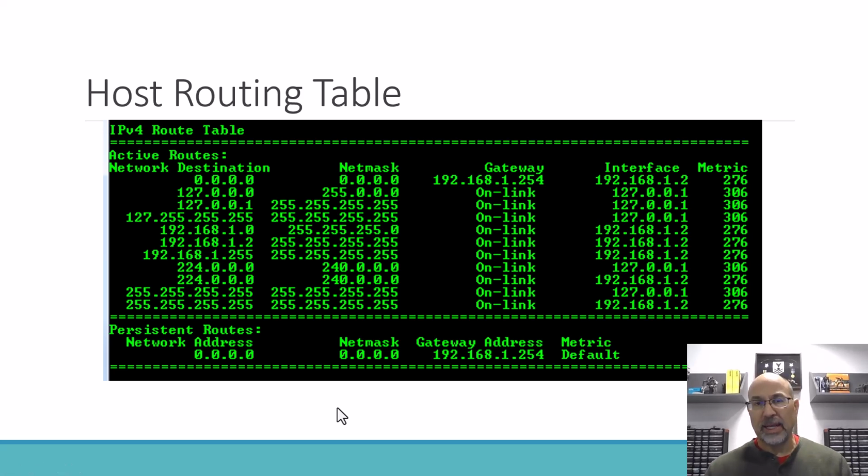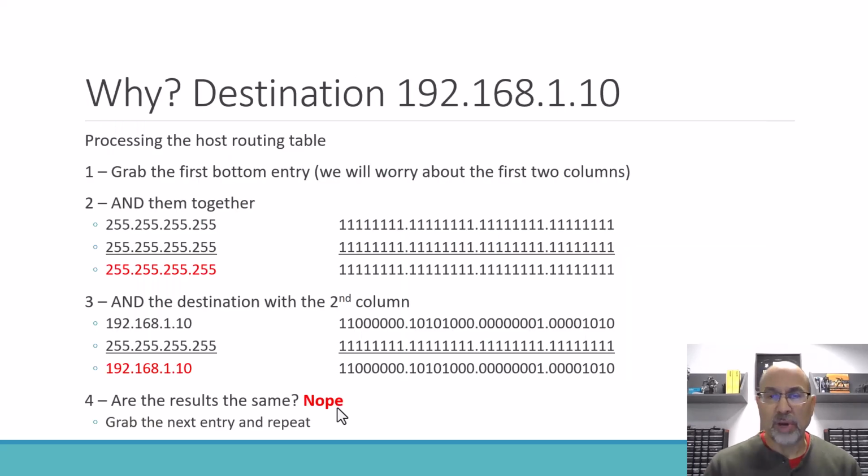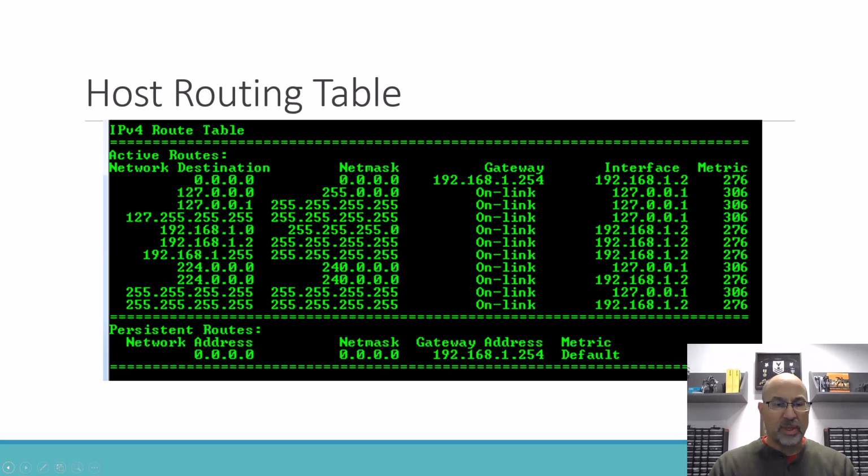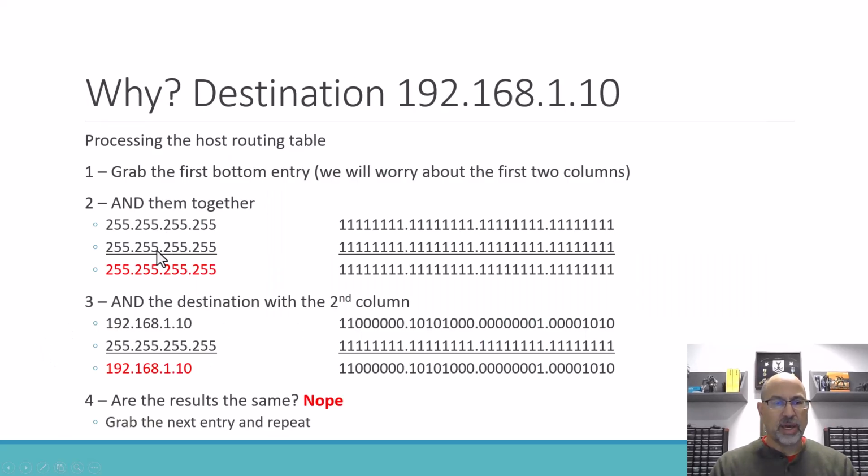All right, let's do an example and show how it might actually be processed in the routing table. So let's say that we were trying to go to 192.168.1.10. The way that this works is we grab the very first entry from the bottom of the routing table. And so that would be this entry down here. Now we're just going to worry about the first and second columns for right now. So we're going to grab this entry and the first and second columns, and that's these two values here.